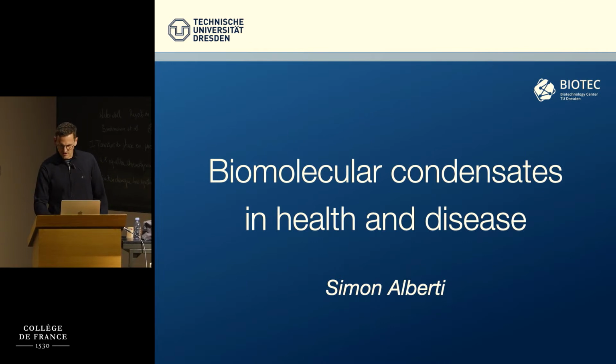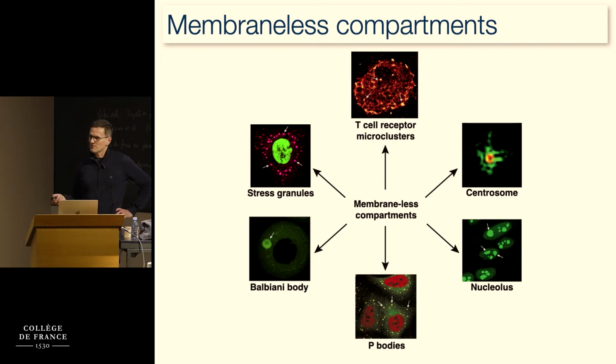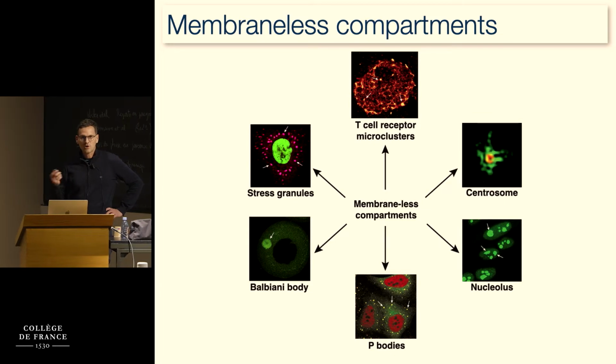First of all, to get us started, what I want to tell you about today are these types of objects. In cells, we have compartments, and many compartments have membranes around them, some of which you may know, for example mitochondria and the Golgi apparatus. But there are many compartments that don't have membranes around them, and they have only been discovered or looked at in the last 20 years or so. I'm just showing you a few examples here.